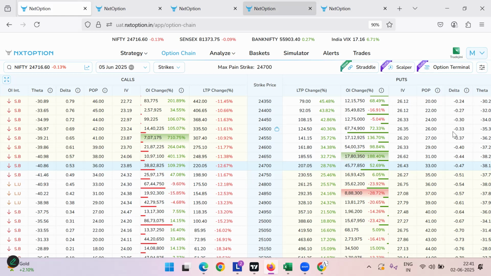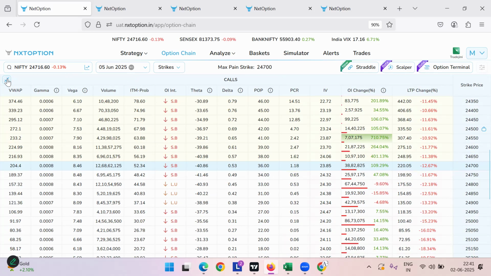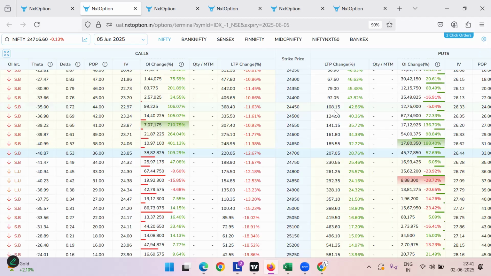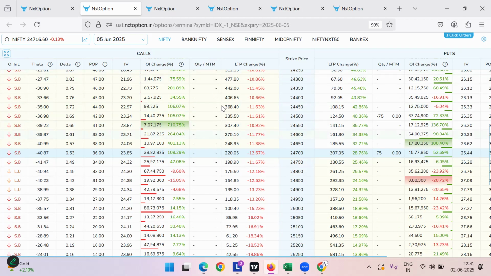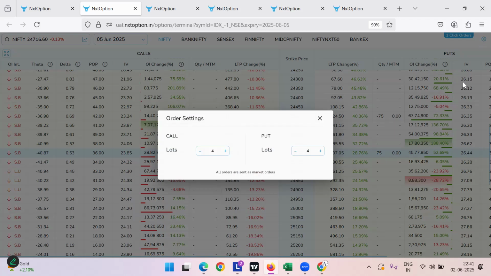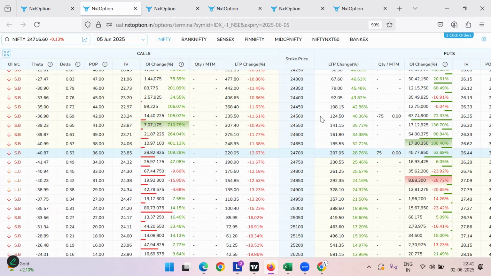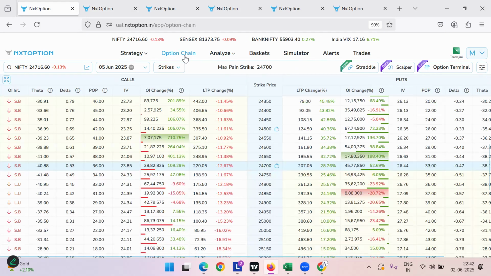Now, apart from this, in the option terminal, one of the key features which I want to again highlight is that when you look into this option terminal, the quantity and the mark to market can be seen on the screen, and also you can set the minimum lots that you want to buy at a single click. And another tab which has been introduced is Straddle.